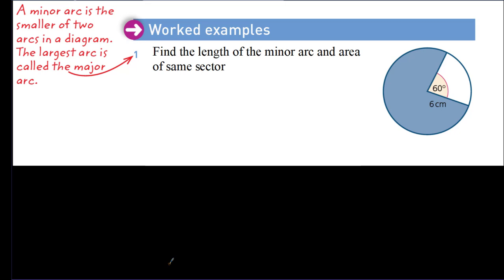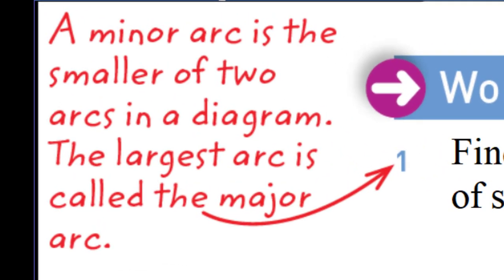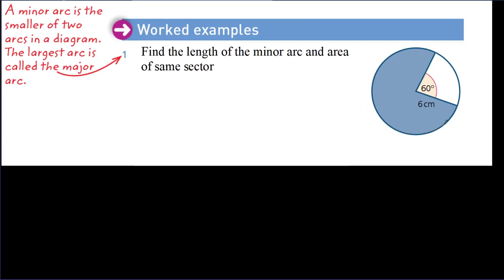For that one, we need to be careful about the angle firstly. And here it's asking to find the length of the minor arc. By the way, there's a new definition here. A minor arc is the smaller of two arcs in the diagram. Here there are two arcs. This bigger arc is called the major arc, and the minor arc is the smaller one.